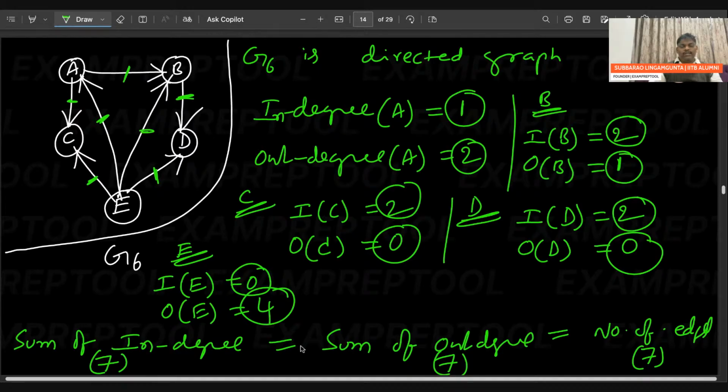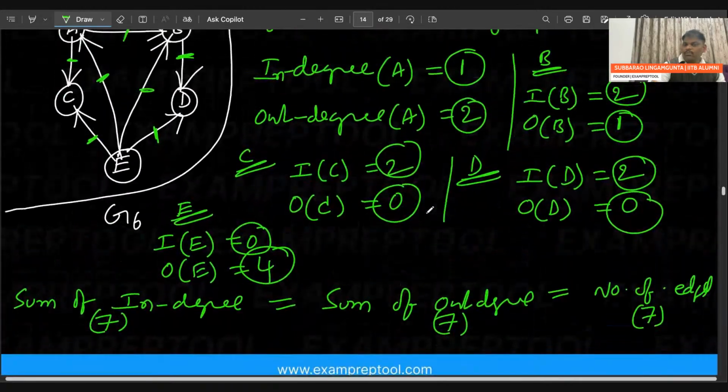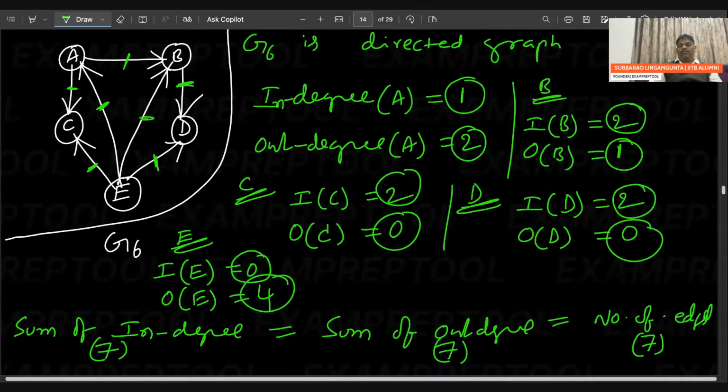So what I mean to say is sum of in degrees is equal to sum of out degrees is equal to number of edges. From this I want to say one thing. If directions are not there, no in degree, no out degree, then you just combine them. Directions are not there, right? Just combine. 7 plus 7 is 14, which is equal to 2 into 7. So this is the normal story.